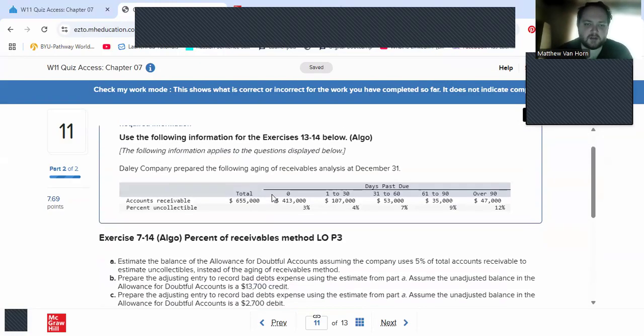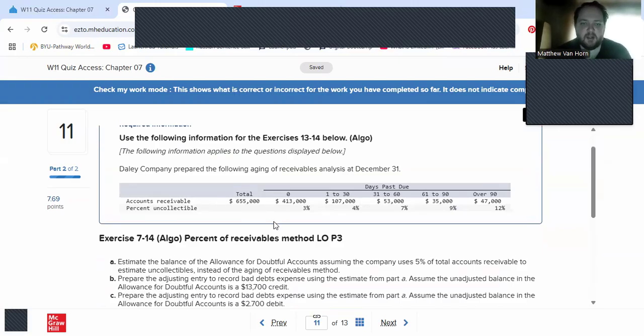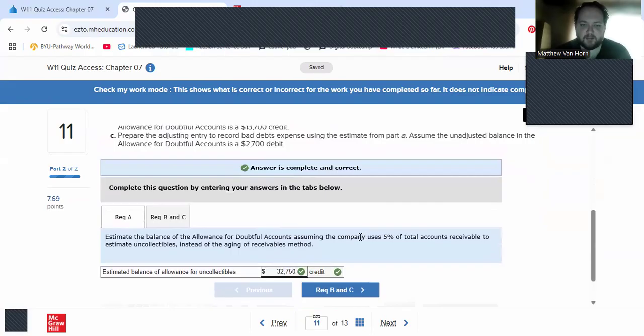So basically, you're just taking this number, total accounts receivable, and timing that by 5%. That gives you this number, and that's going to be a credit as well.